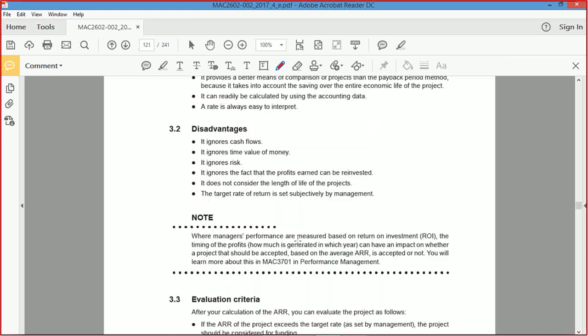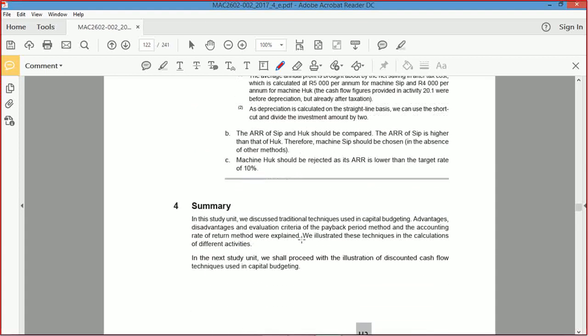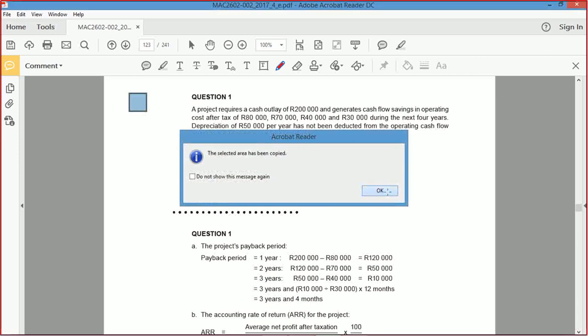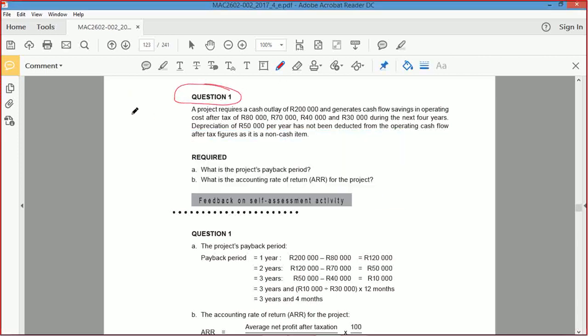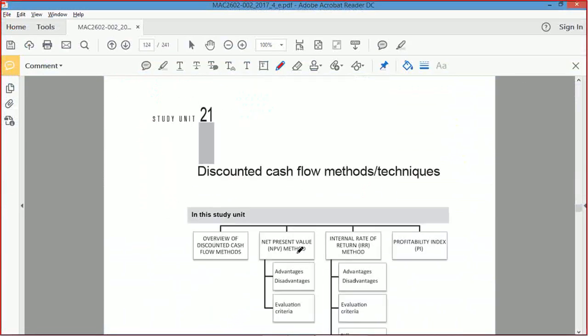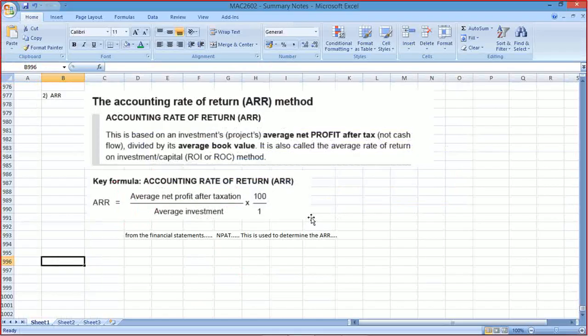Let's find one here. Okay, that's the theory. Where is a good example? Summary. Okay, let's do one of the self-assessment ones then. Here we go. Let's do this one. Question 1. This is the end of this chapter. I'm going to do this one as an example. Question 1, the payback period. We'll do it as well, so that we've done both. What page is this on? Page 114.